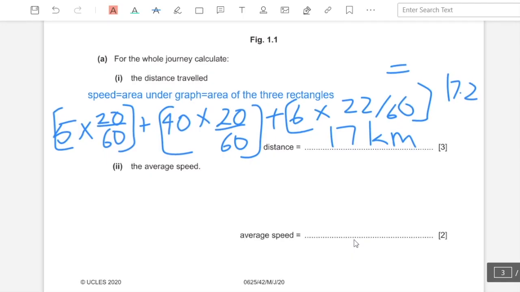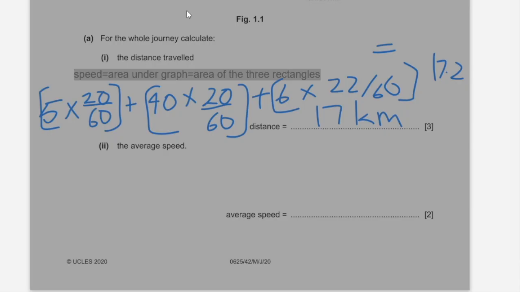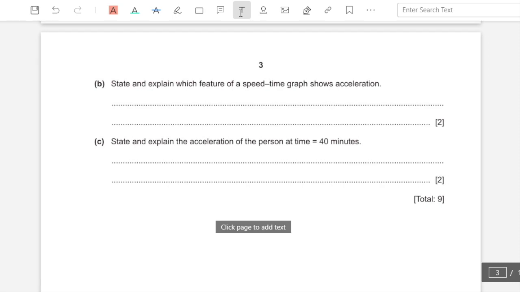The average speed. So the speed over here is going to be equal to total distance divided by the time taken. And so speed is equal to, I'll use the original value of the distance which we got over here, which is 17.2, divided by the time taken, which is 1.2 hours, and that is 14 kilometers per hour. B, state and explain which feature of a speed time graph shows the acceleration. This is shown by the gradient, as it shows the change of speed divided by the change of time, which is basically what acceleration is.